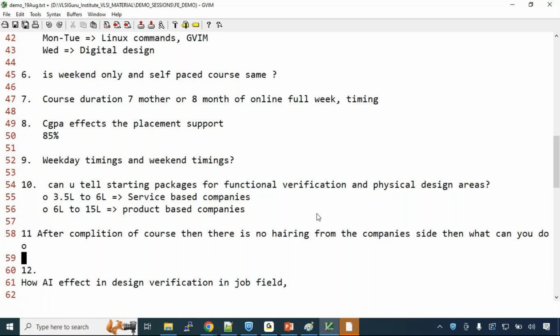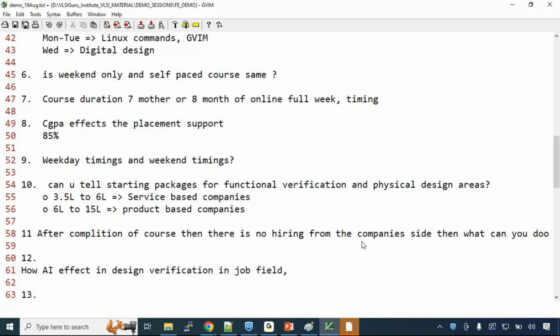Next, after completion of the course, there is no hiring from the company's side. What can you do? As an institute, we don't commit that you will get placement in February. We don't tell you that you will get placement in March. What we tell is 100% support till you get a job. It could be 6 months, 1 year, 2 years, 3 years also. Till you get a job, we continue to support. And during that time, you continue to attend the mock interviews, you continue to get the placement support, right?